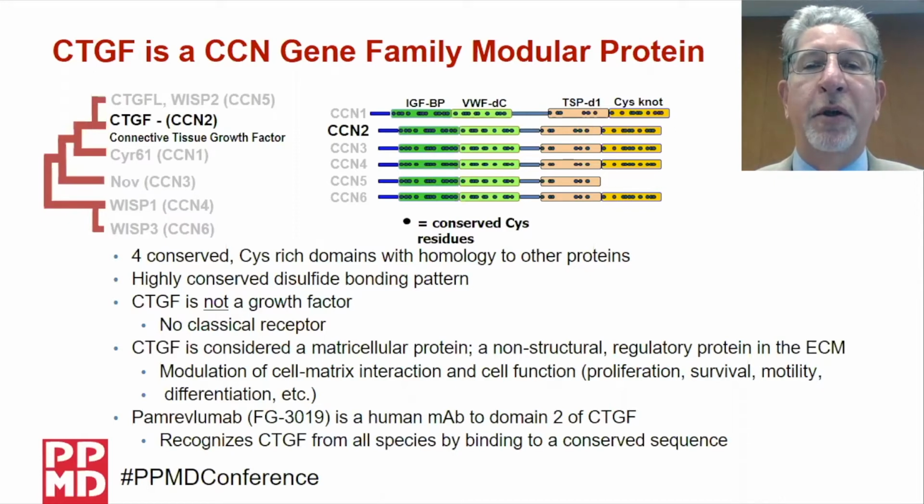Rather, it's a matricellular protein, or a non-structural protein in the extracellular matrix, that regulates how cells recognize and respond to their environment. Our inhibitor of CTGF is a human monoclonal antibody that binds to the second domain of CTGF with high affinity. It has the generic name of Pamrevlumab and the laboratory name of FG3019.